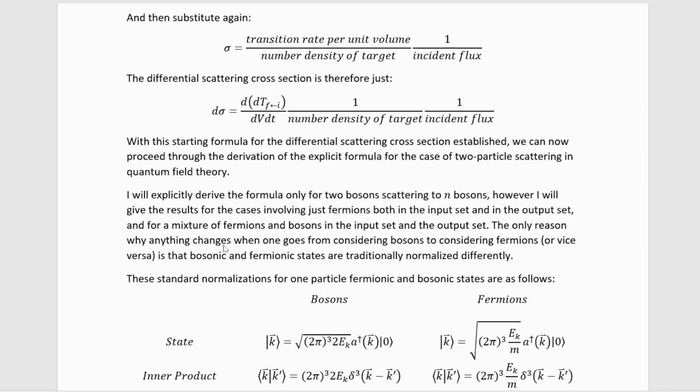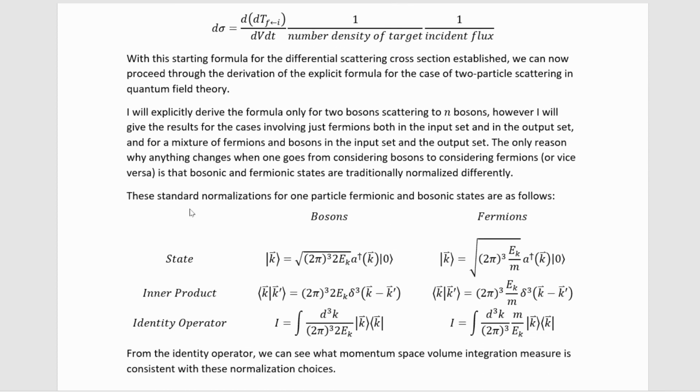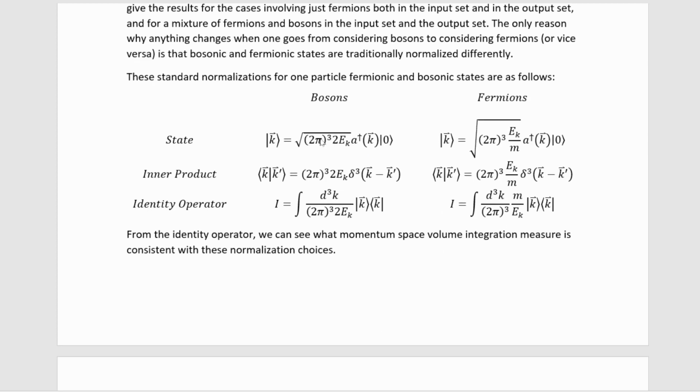The only reason why anything changes when one goes from considering bosons to considering fermions, or vice versa, is that bosonic and fermionic states are traditionally normalized differently. The standard normalizations for one-particle fermionic and bosonic states are like this. You see that we're not choosing these same factors, and that is just a standard convention. We've got this factor of 2 here, and then we've got this factor of 1 over m here, which are the differences between the two. From the identity operator, we can see what momentum space volume integration measure is consistent with these choices, these integration measures here.